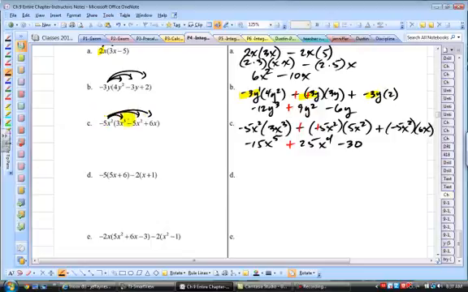Over here, a negative times a positive is a negative. And x squared times x gives you x cubed. When you multiply your variables, you add your exponents. Remember that.